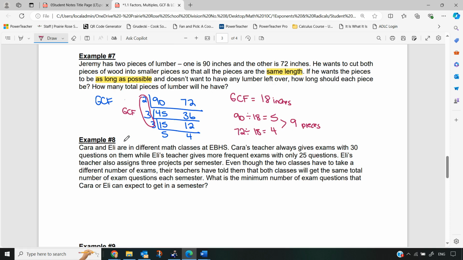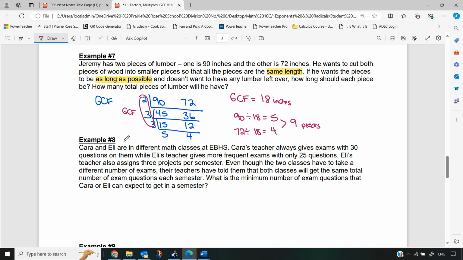Let's take a look at example number 8. Kara and Eli are in different math classes at EBHS. Kara's teacher always gives exams with 30 questions on them, but Eli's teacher gives more frequent exams, but they only have 25 questions. Eli's teacher also assigns 3 projects per semester.